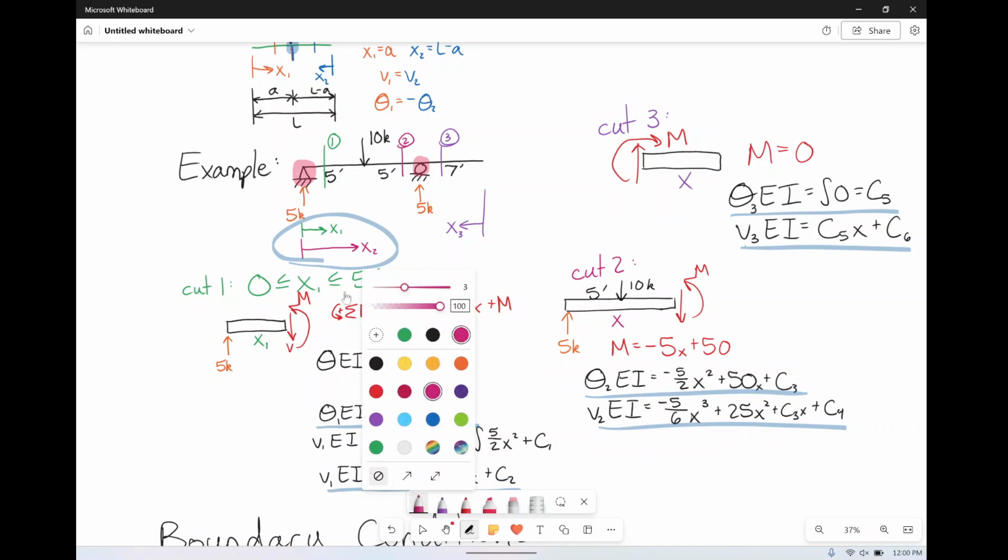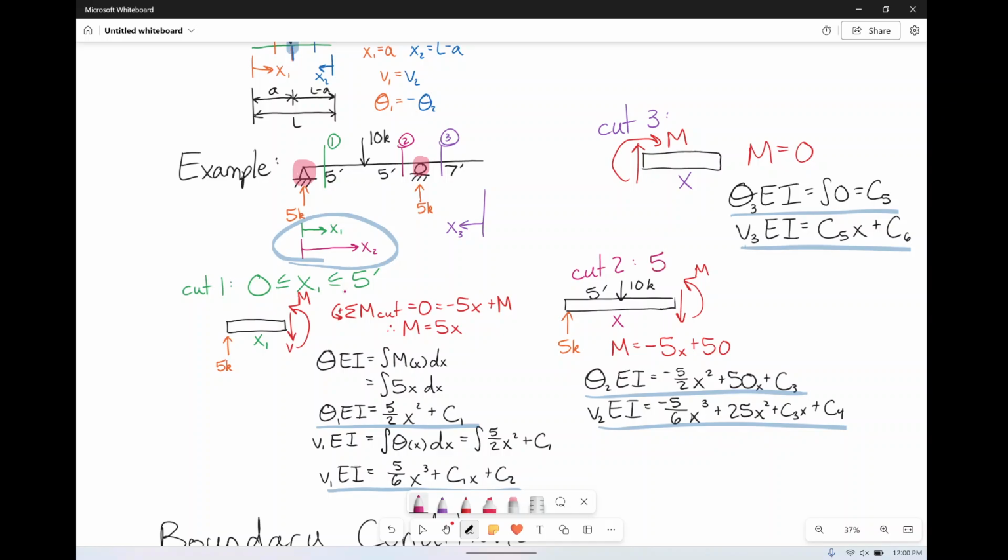For cut number 2, we start at 5 feet, then we go to wherever x goes all the way to 10 feet, where that roller is. For cut number 3, though, we're going the other way. We're going to start from our other 0 and go all the way to 7 feet.